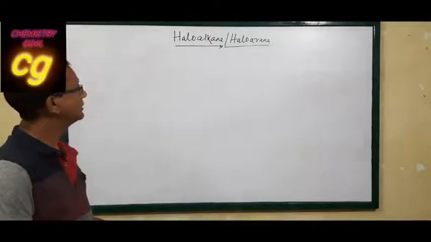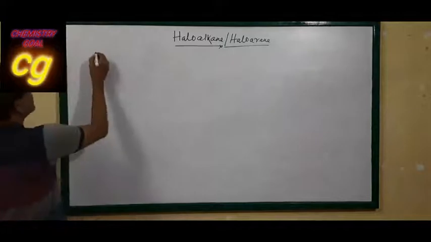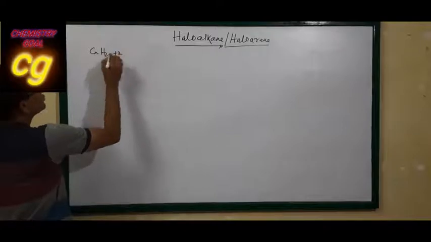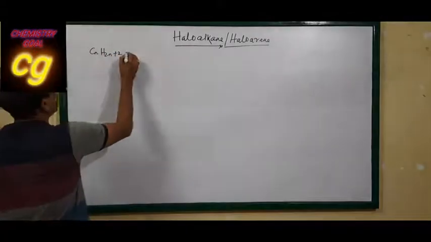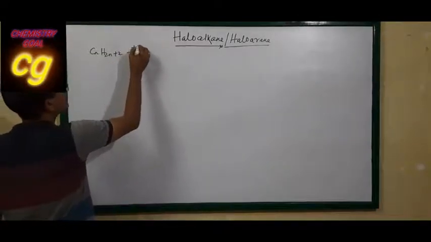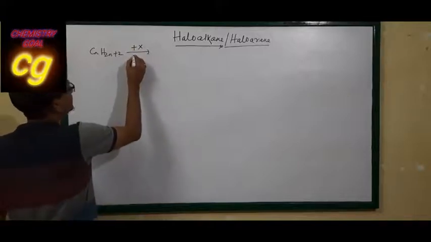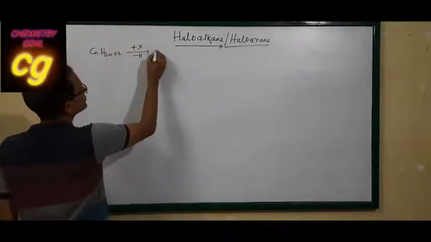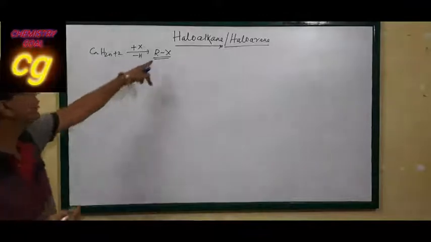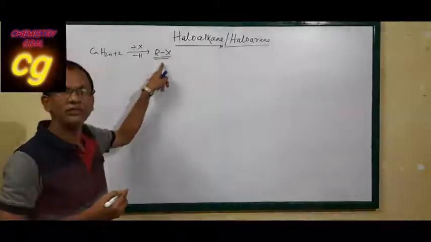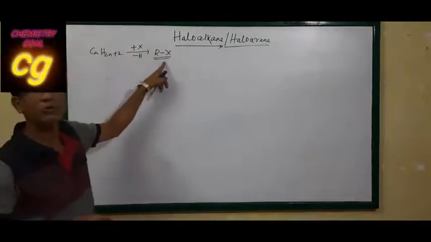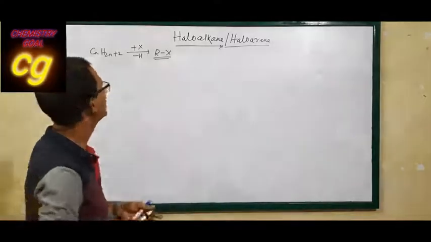We know that the general formula of alkane is CnH2n+2. When in an alkane one halogen replaces a hydrogen atom, the product is RX. This is called haloalkane, that means halogen derivative of alkane. This is alkane, this is your haloalkane, a halogen derivative of alkane.